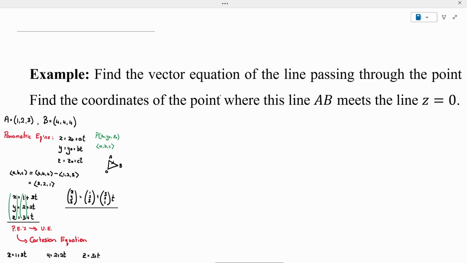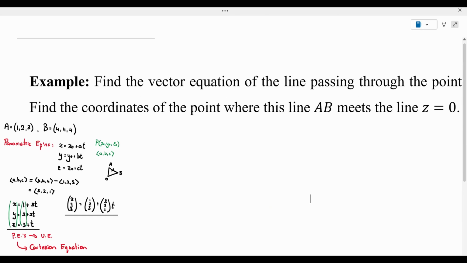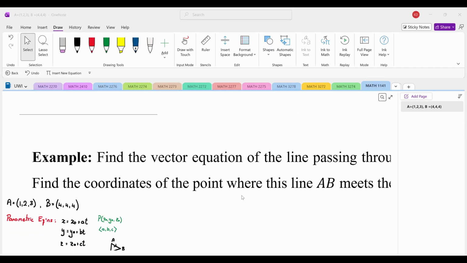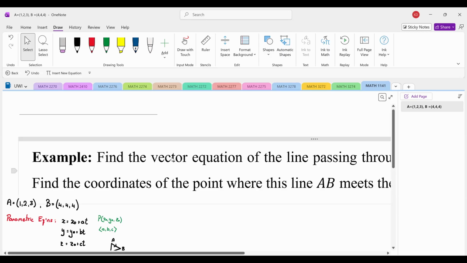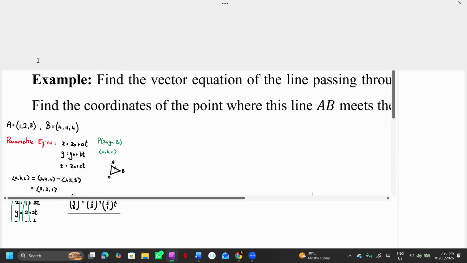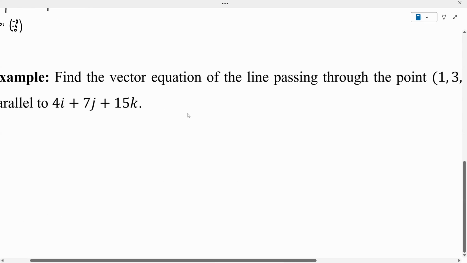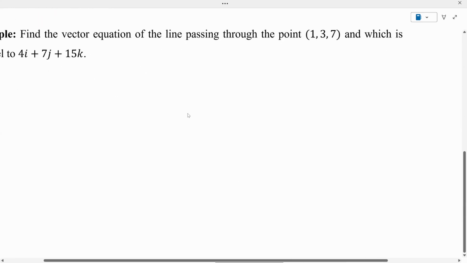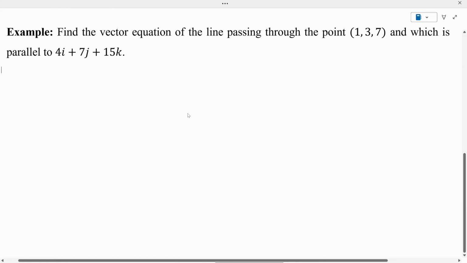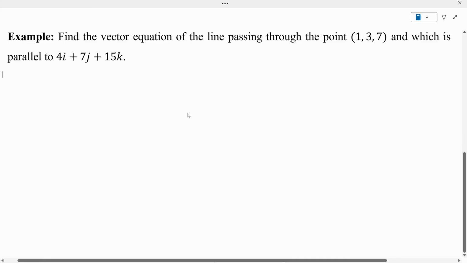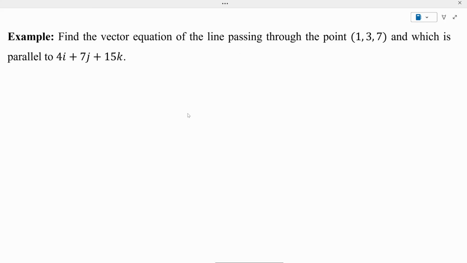Okay, here's another example now. Take a few minutes and try this question. So you don't need to worry about working out the vector equation, the parametric equations. Go straight to the vector equation, right?